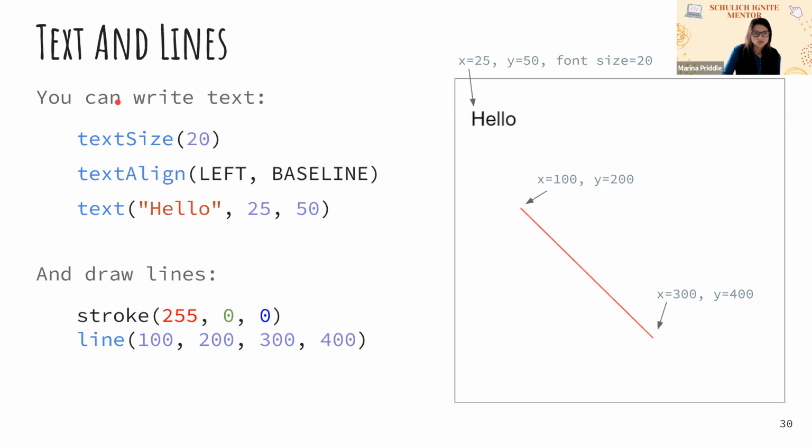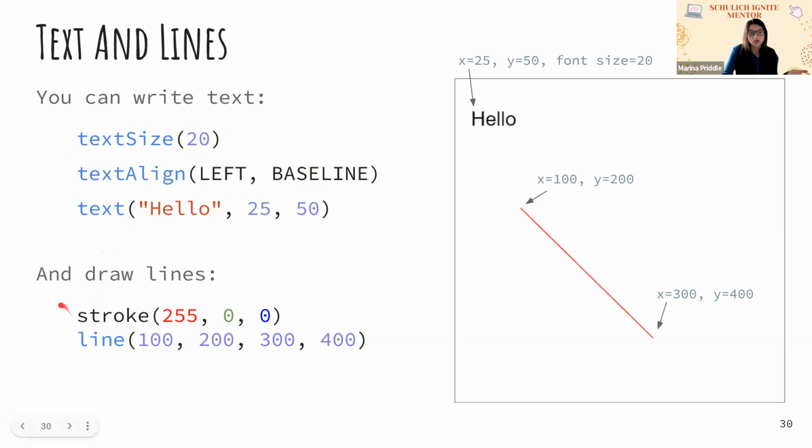So text and lines. You can also write text. For example, this function, text size and text align and text. These are just functions, and these functions are very similar to a print function or ellipse function. Every time you see some word, like in this case text size, and then round brackets and then the value, this is a function, okay? And this function is predefined in Python, so you don't have to worry about how it's defined. You can just use it and it will write a text, okay?